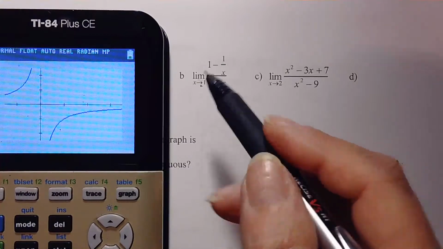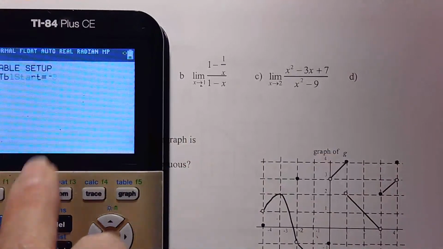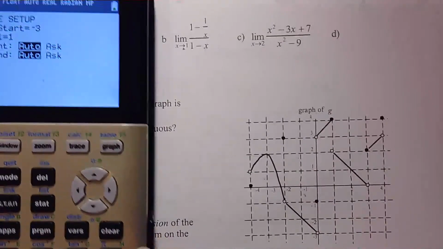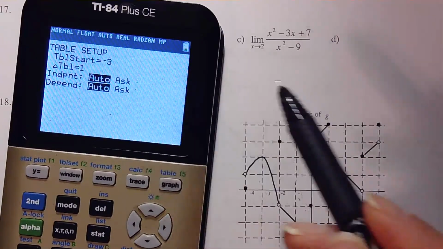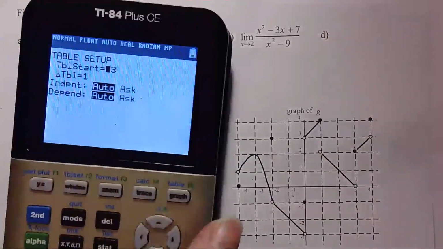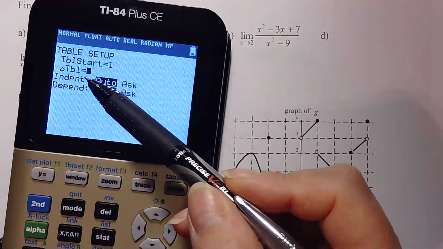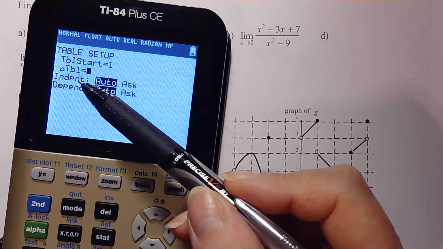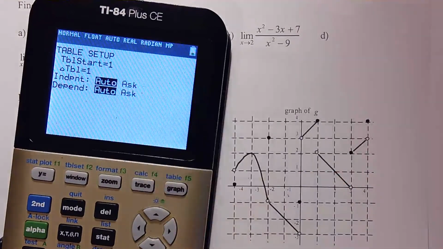So remember, what I've got to do is I've got to reset my table. So you go second window. Now you go to this window key. Now you always want to start your table where the limit's being taken. So the limit's being taken at 1 here. So I'm going to change this to a 1. You just press the number and enter. And it'll bring you down to table change. Okay, I don't want it in increments of 1 because I'm never going to see what the limit's approaching. So normally we just put 0.001. You can use that all the time. It's the best thing to use.